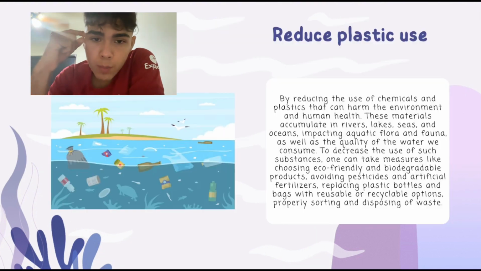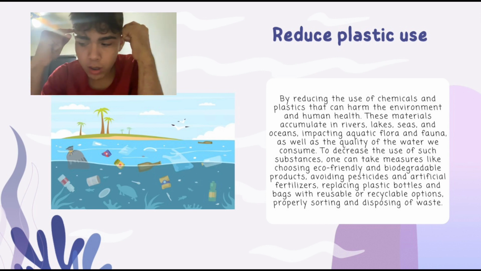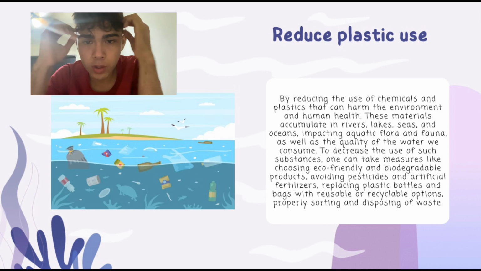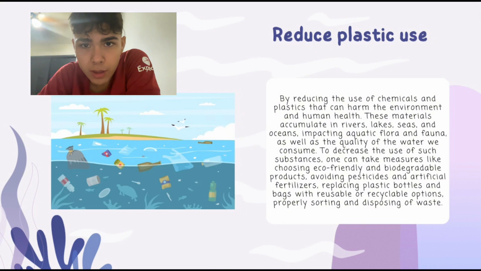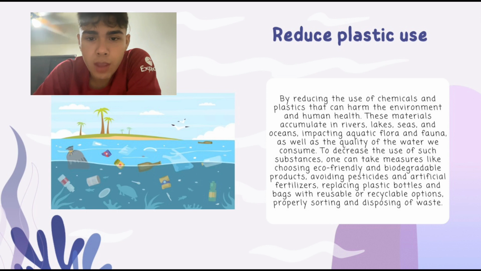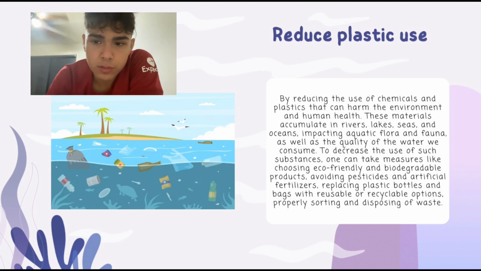So one solution that we can apply to fight against this problem of water pollution is to reduce plastic use. We can do this by using ecological and eco-friendly materials instead of plastic or chemicals such as pesticides, because these types of materials could harm lakes, rivers, oceans, seas, etc. So by implementing this solution, we could improve the quality of the water.